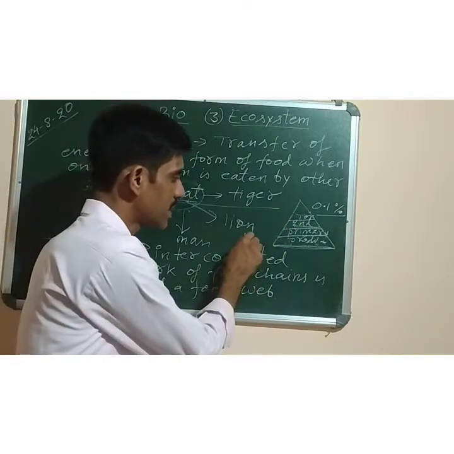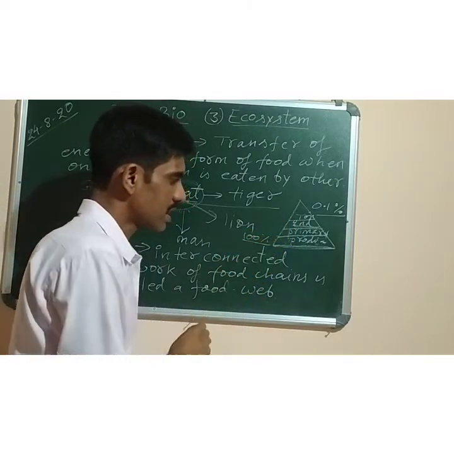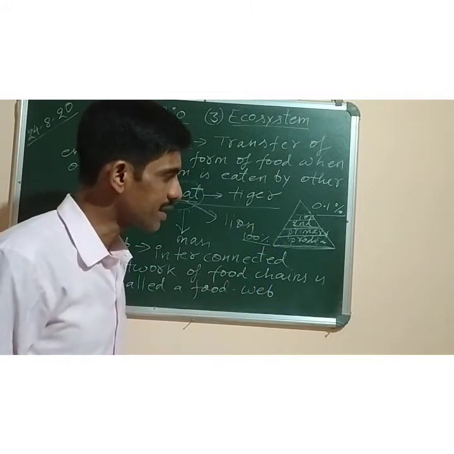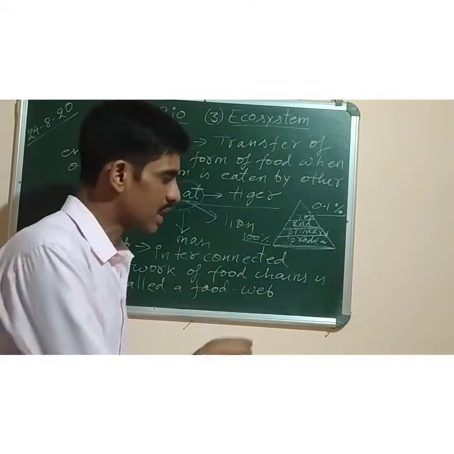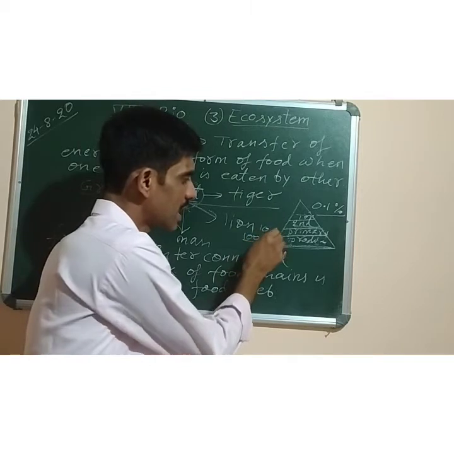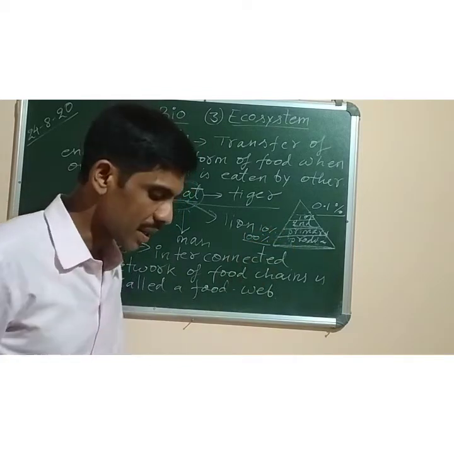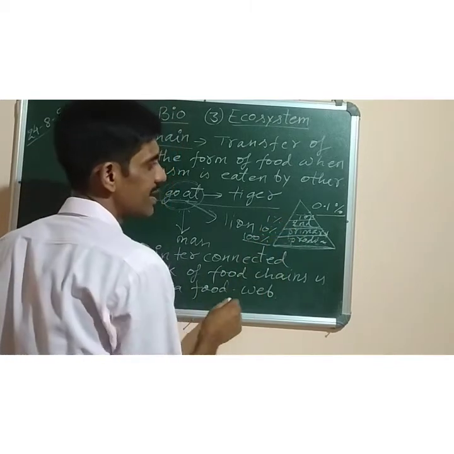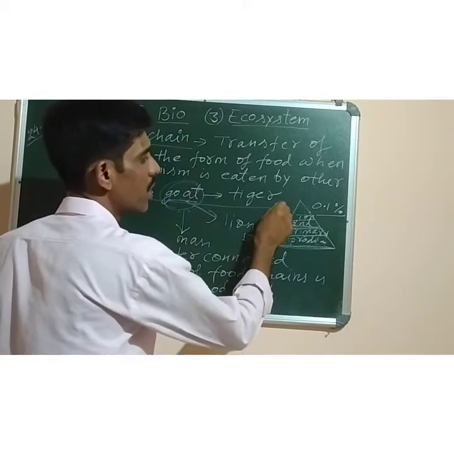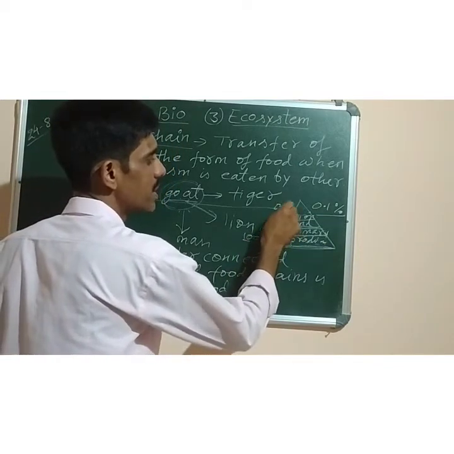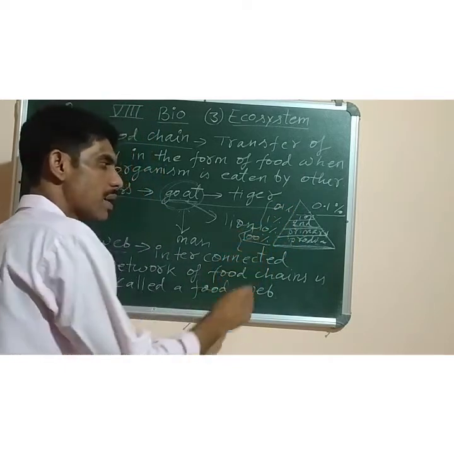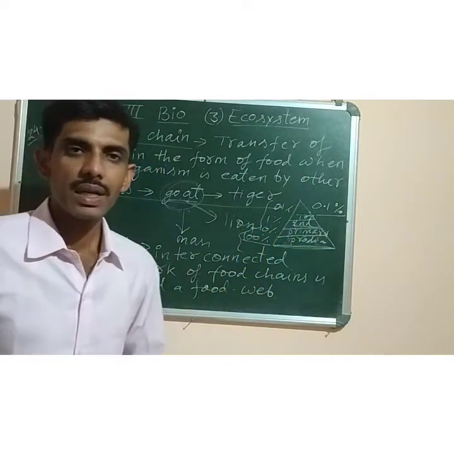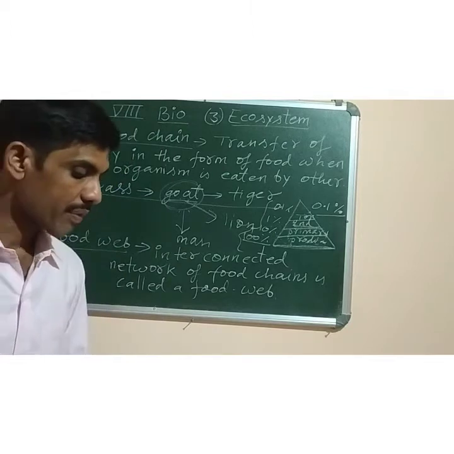Here it is 100% at the base, in the producers. So when you go to the primary consumer level, in your book it is given only 10% is there. After that, again 10% of that, that is only 1% is there in the secondary consumers, and finally 10% of 1%, that is 0.1% only. So what is the meaning of this? It is known as the pyramid of energy.